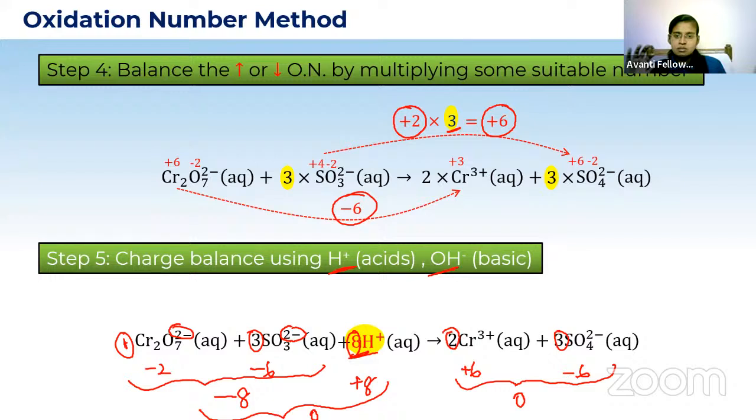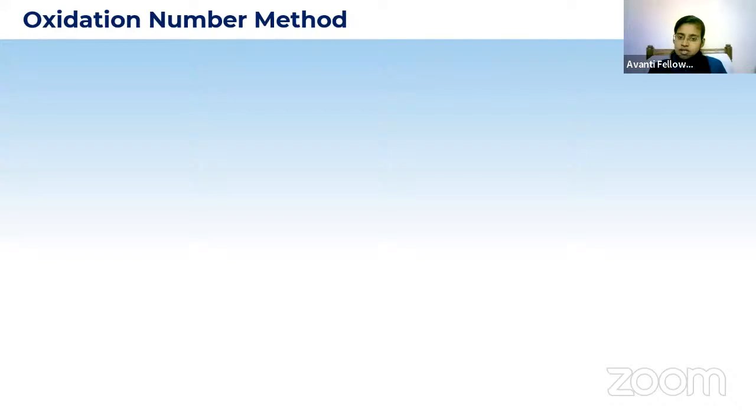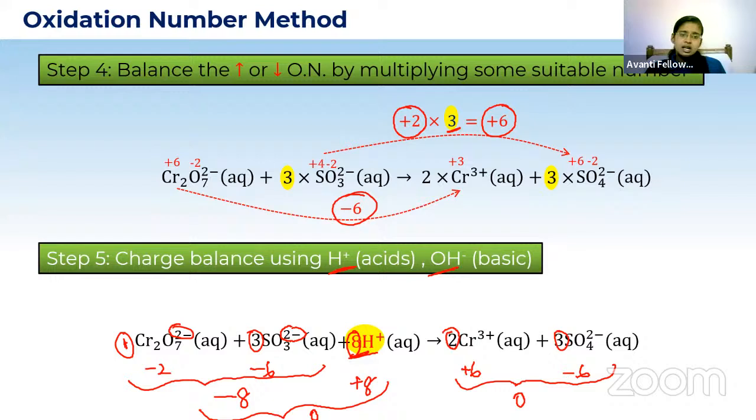Write the oxidation number. Okay. Balance the atom. Then balance the charge. If the medium is acidic, put H plus and balance the charge. If the medium is basic, put OH minus and balance the charge. Then in step number 6, add H2O to balance the hydrogen and oxygen. So far, till step number 5, we did not balance the hydrogen and oxygen. We have just balanced only the chromium and sulfur, that's all. Hydrogen and oxygen is still to balance, right?